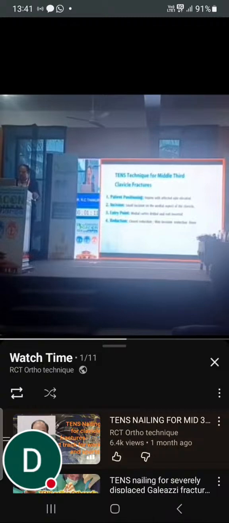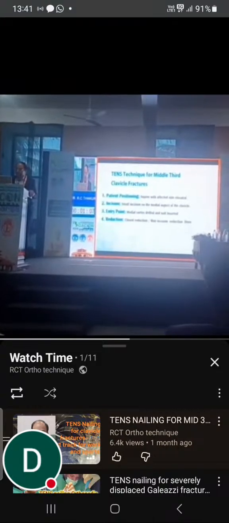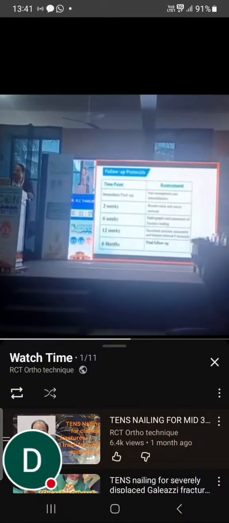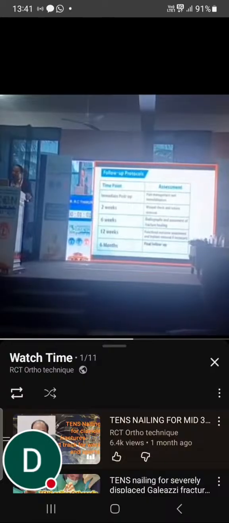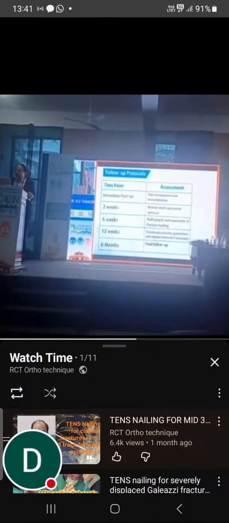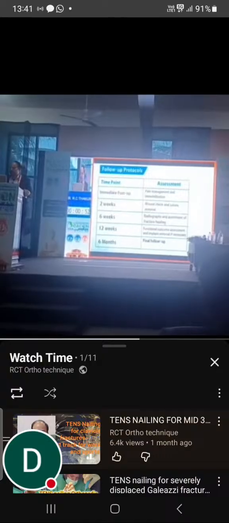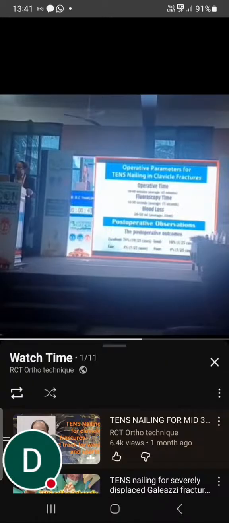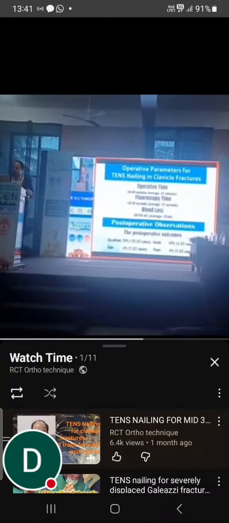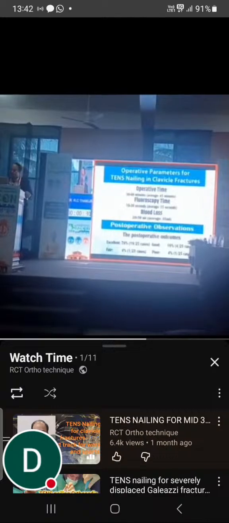So after making the hole, we did TENS nailing after closed reduction or mini incision reduction. Then the immediate course of pain management and immobilization; after 2 weeks we did suture removal, at 6 weeks radiographic assessment of the fracture area, and at 12 weeks the functional assessment, and if required the implant removal was done. The operative time was 30 to 60 minutes, whereas fluoroscopic time was 10 to 30 seconds, and the blood loss was 20 to 50 ml in all our cases.